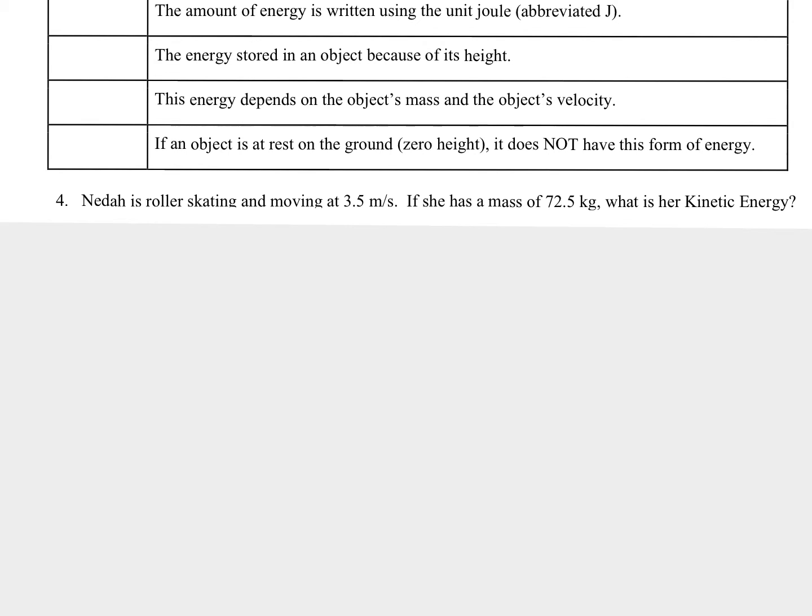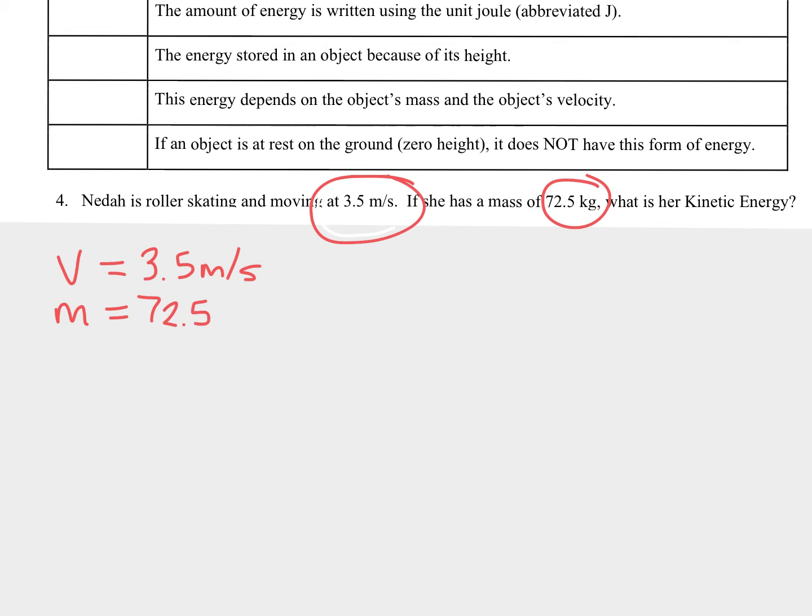I'm going to drop down to number 4 to go through some of the math problems with kinetic and potential energy. Number 4 starts off, it says Nita is roller skating and moving at 3.5 meters per second. So if she's moving at 3.5 meters per second, that's going to be my velocity. She also has a mass of 72.5 kilograms. 72.5 kilograms is my mass, and we want to know her kinetic energy. So the question is, what is her kinetic energy?